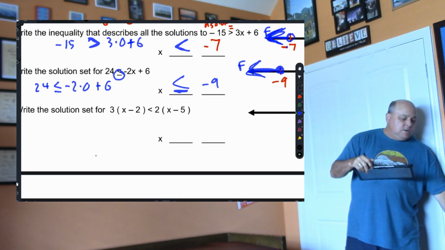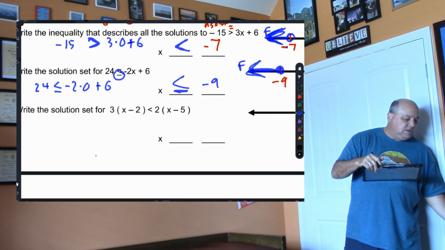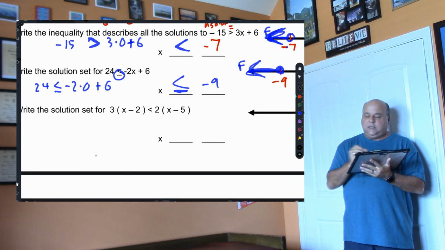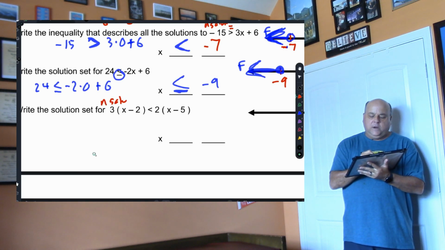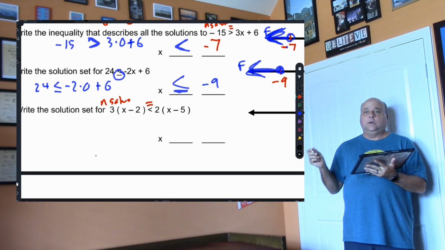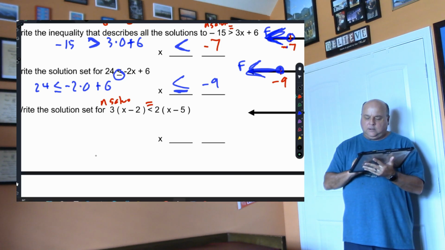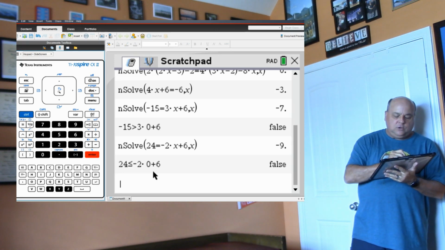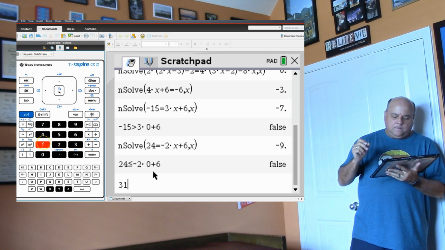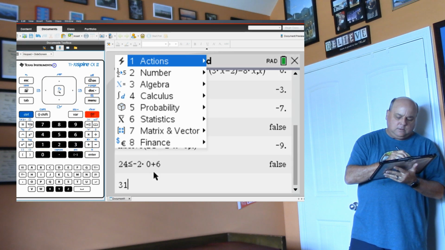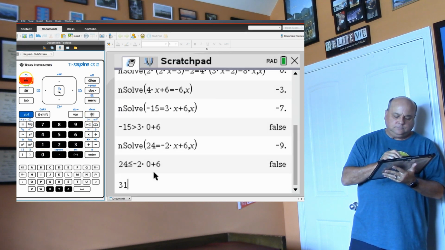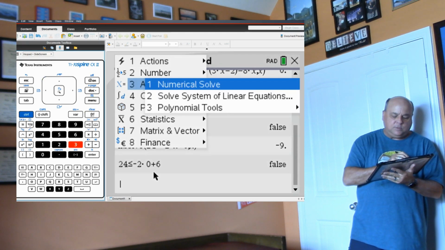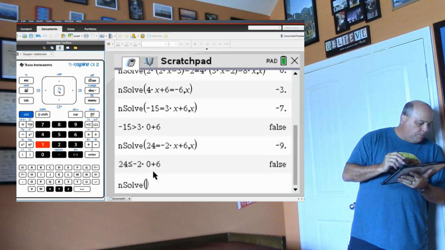Okay, let's do the next one. The next one has 2 sets of parentheses. So we're going to do menu 3, 1, and use solve again. And when you use solve, you make this equal, don't you? So let's go to the calculator. We have menu 3, 1. And then, Jiminy Crickets. Menu, there we go, 3. Algebra, numerical solve 1.